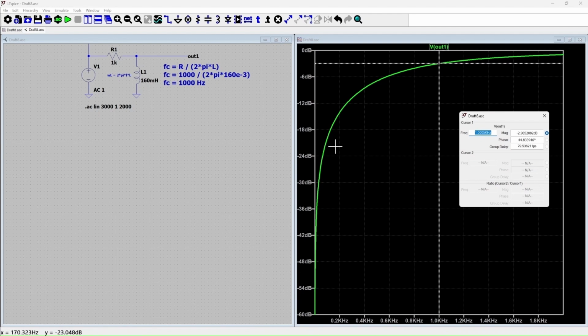So firstly, it's a high-pass filter. As you can see, all these lower frequencies are getting attenuated. And at 1 kilohertz, I can see that my power has dropped down to minus 3 dB. So this circuit indeed is working like a high-pass filter.